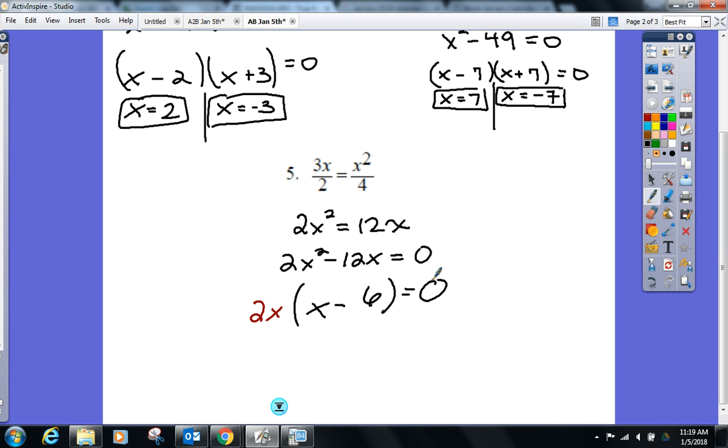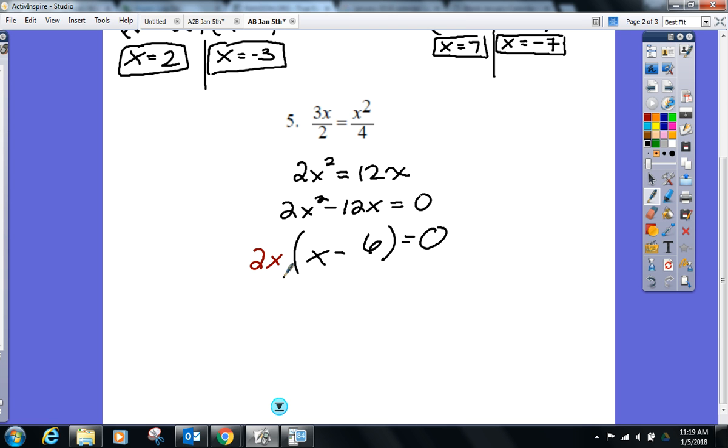Still remember, how many answers should I have? Still should have 2 answers. I'll get this answer right away: x equals 6. But then I won't see the other one anywhere. And where do I get the other one from? You get the other one from the GCF you took out. What was the GCF we took out? So I still have to set that equal to 0 and solve it for x.